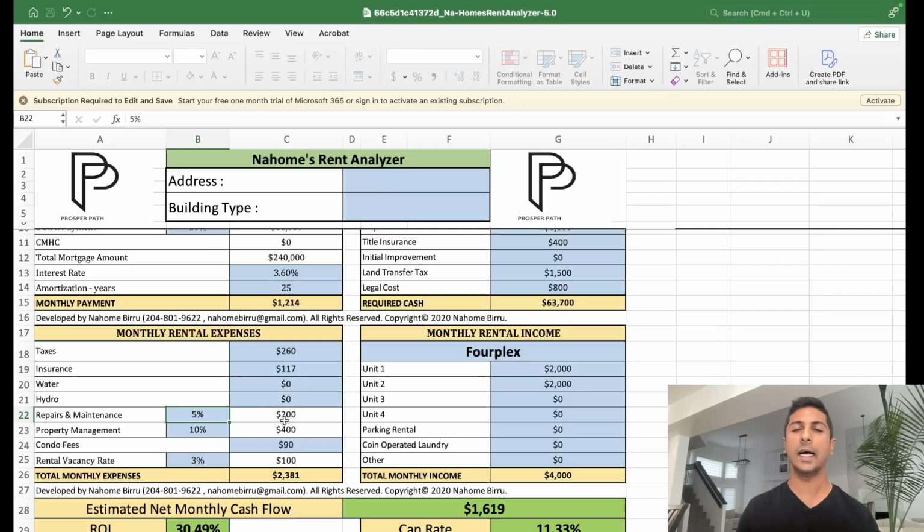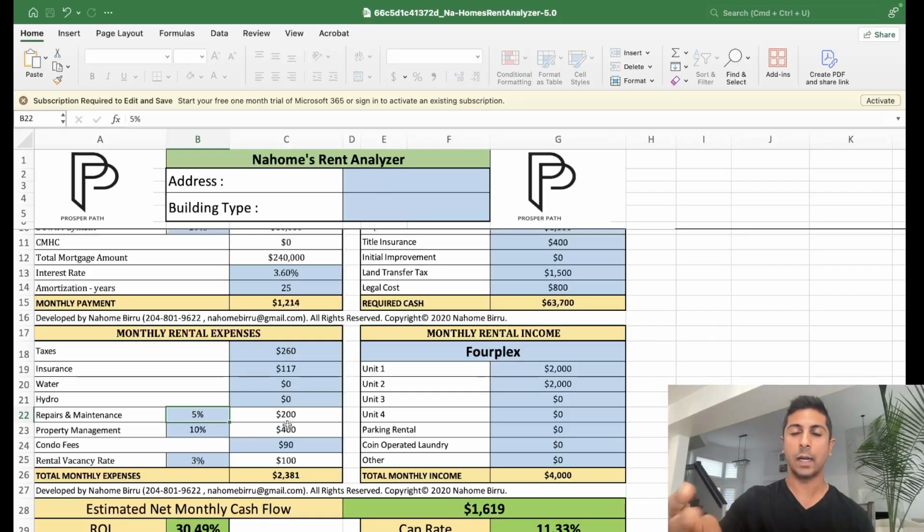I'm also going to put property management. Depending on what you're doing, maybe you're not charging anything to the property for property management, or maybe you have a third party. For us, we have in-house property management and we pay 10%. So I'm going to put that in here. Property management is 10%.